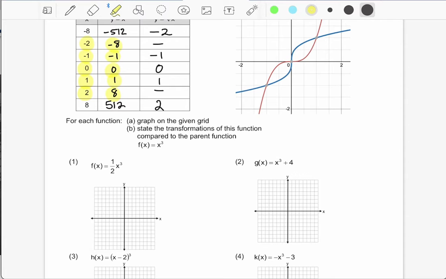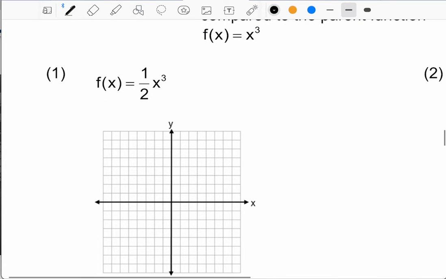All right, so -2, -8. Right here, -1, -1, 0, 0, 1, 1, 2, 8. That's my parent function. I'm going to write it as y equals x cubed because I already have f of x here. I don't want to get the wires crossed. All right.